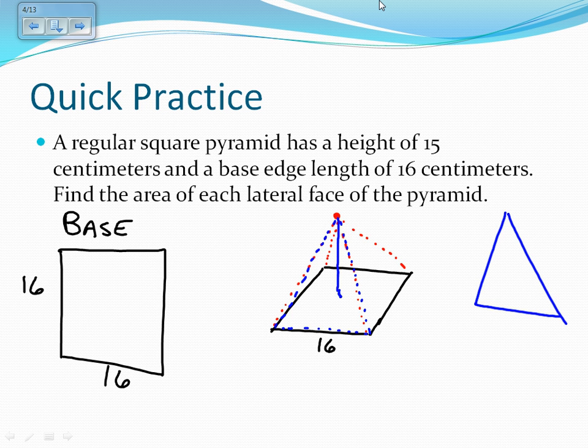What's going to be the base of my blue piece? 16. Because that's the part that touches the square at the bottom. 15 is the height for the whole pyramid. So it's not for the triangle, it's for the whole pyramid.